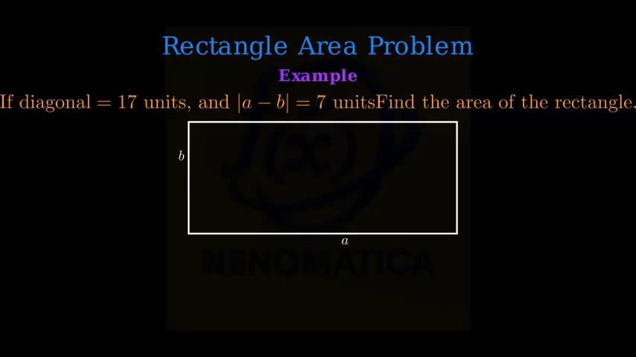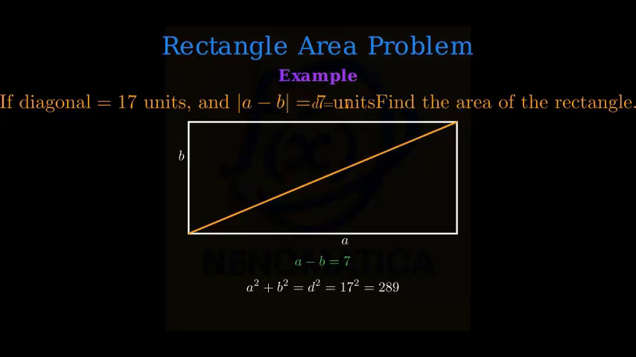Let's visualize this problem by drawing a rectangle. We'll call the length a and the width b. The diagonal forms a right triangle with the sides of the rectangle. We're told that the difference between the sides is 7 units, so we can write a minus b equals 7. And the diagonal is 17 units long.